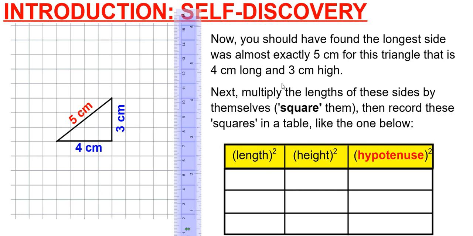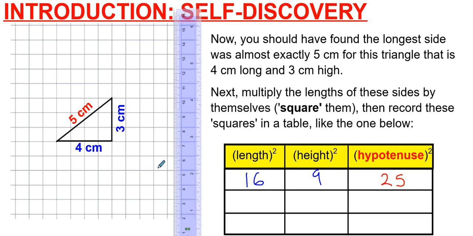What we're going to do is multiply the lengths of these sides by themselves, which just means squaring them. Then we're going to fill it into a table like this one below. If you could make your own table, similar to this one. The length was 4, the length squared is 4 times 4, which is 16. The height was 3, 3 squared means 3 multiplied by 3, which is 9. And the hypotenuse we measured was 5, square that, 5 times 5 is 25. And so that's the first triangle done.